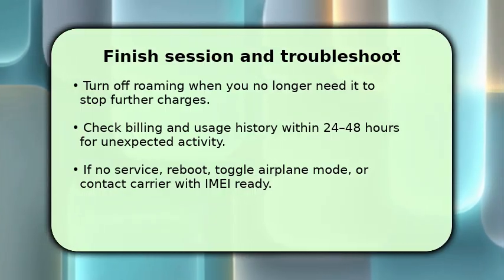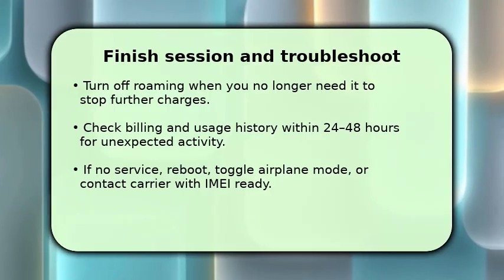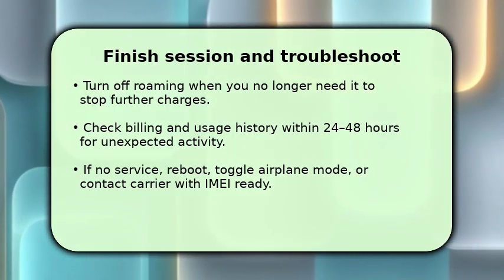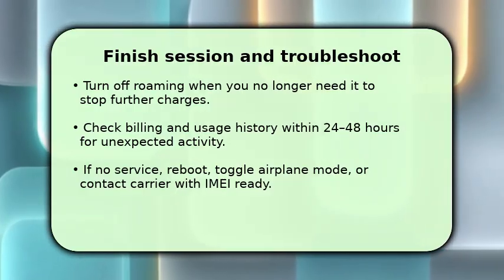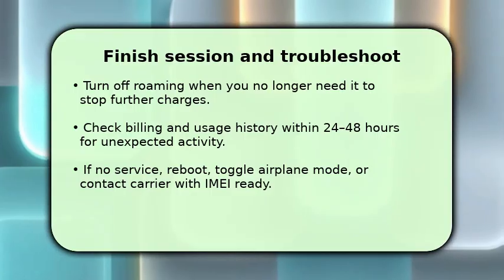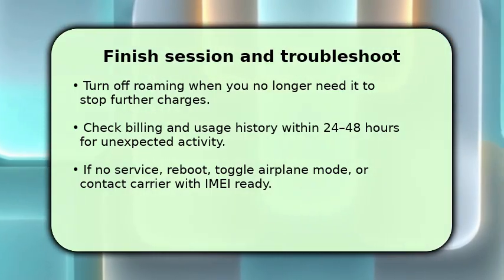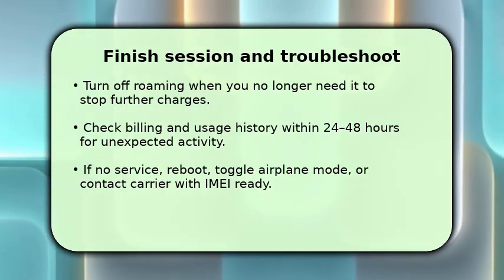anomalies get flagged early. If you lose service or cannot register, reboot the device, toggle airplane mode, and try manual network selection. If that fails, contact the carrier with your IMEI and location details. These steps resolve most issues quickly and keep costs under control.